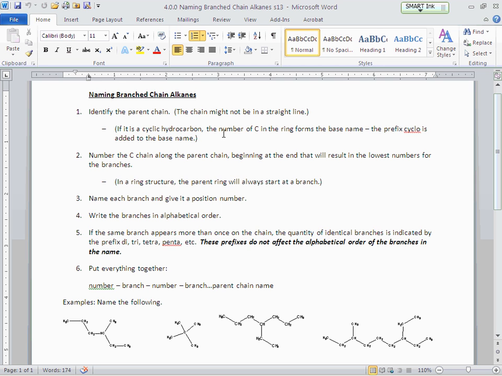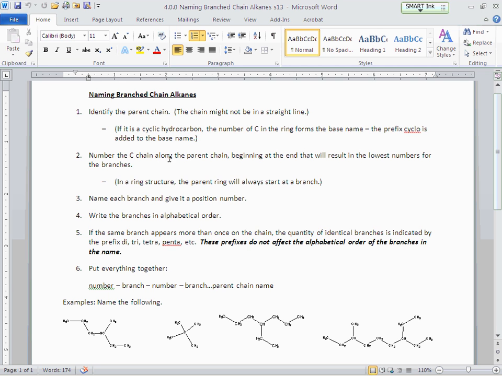If it's cyclic, all right, the number of carbons in the ring is the parent name or the base name. So the ring defines that longest chain, all right? We don't actually find a long chain that maybe has a piece of the ring and then goes out the other side. The ring becomes the main part, all right?